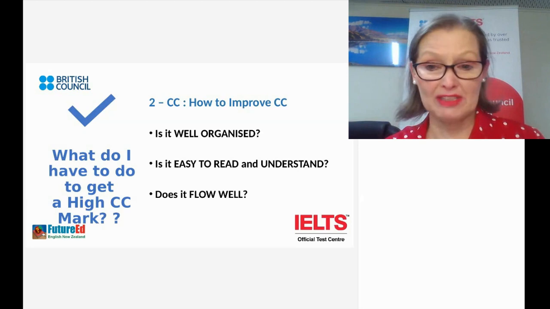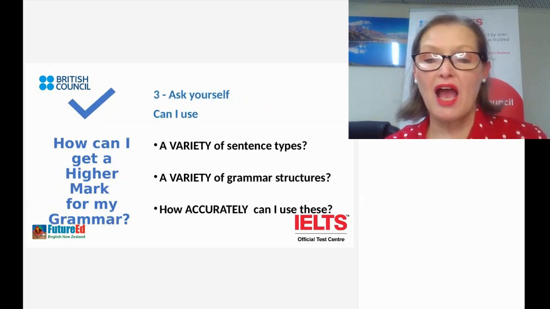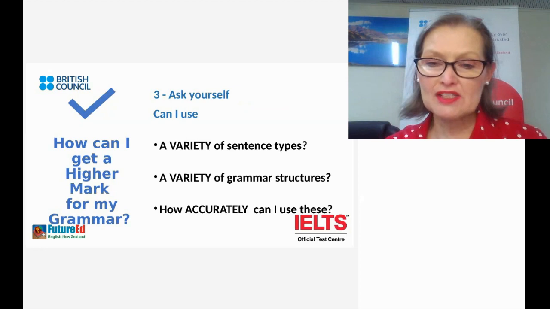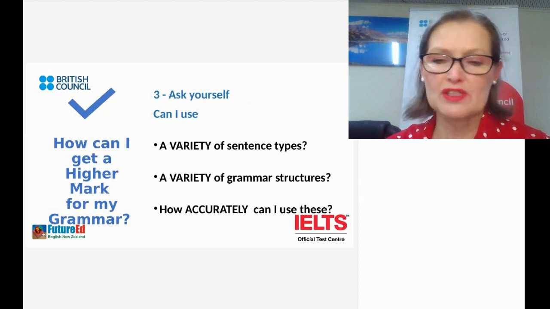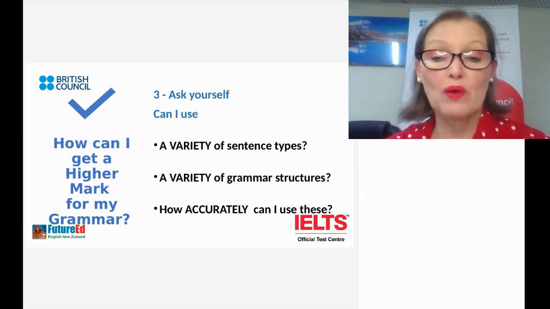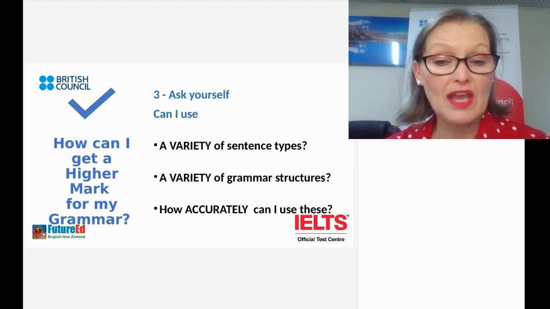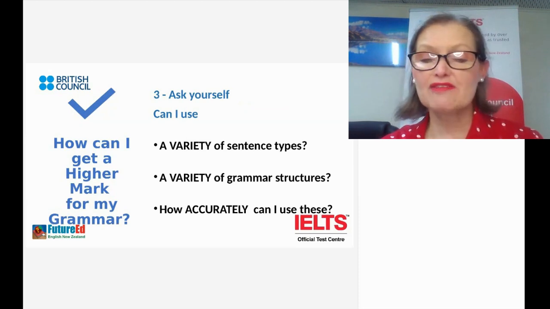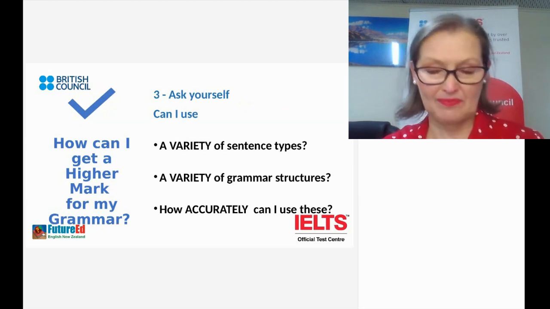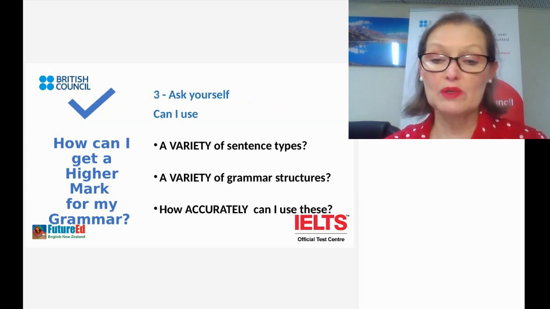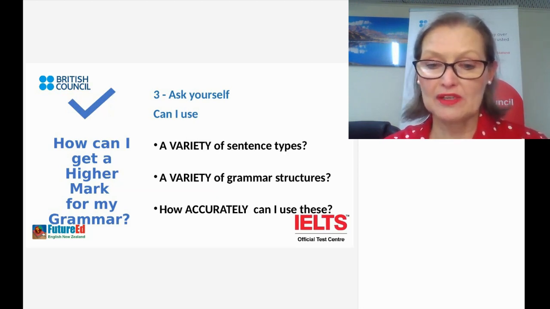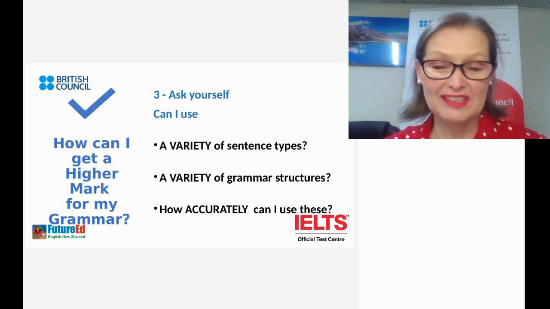The second mark the examiner gives me is the CC mark, and that stands for coherence and cohesion. I like to call it CC, and what does it really mean, these big fancy words? Well, is it well organized? Is your essay easy to read and understand? And does it flow well? And this too, once we work on structures and we learn to work with linkers effectively, we can do reasonably well to increase our CC score reasonably quickly.